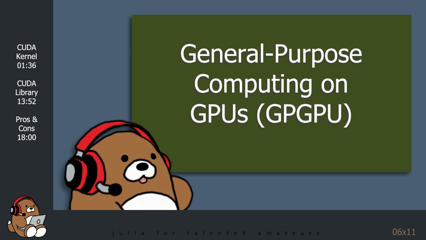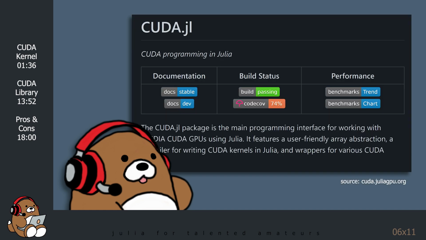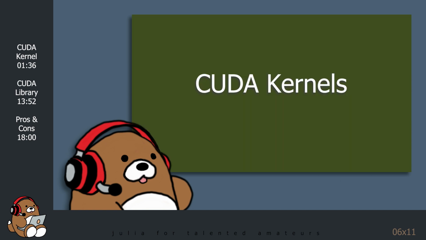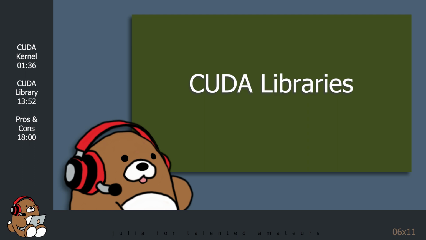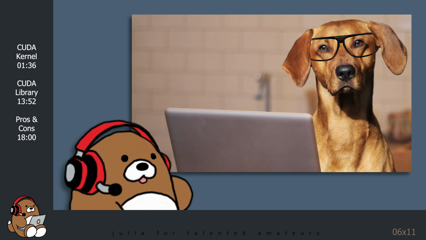In the last tutorial, we got a high-level introduction to the strange and wonderful world of Julia GPU by learning how to use the CUDA.jl package. Today, we'll dive deeper into the CUDA package by learning two more ways to use it. 1. How to create your own low-level custom CUDA kernels. And 2. How to access the built-in CUDA libraries. Will these two additional options be better or worse than what we saw in the last tutorial? Well, let's find out.